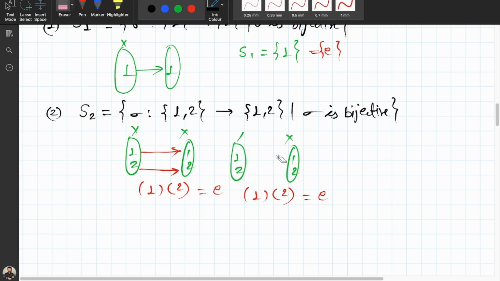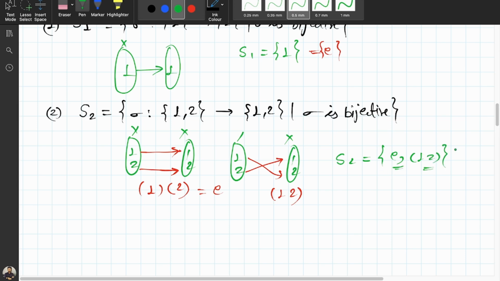then from here I can write 1 goes to 2, 2 goes to 1. It means that simply I will write just 1 goes to 2. There are two elements. So you can see here what is the set S2: that is simply identity and (1 2). This is the cycle representation. So there are two elements in this set.